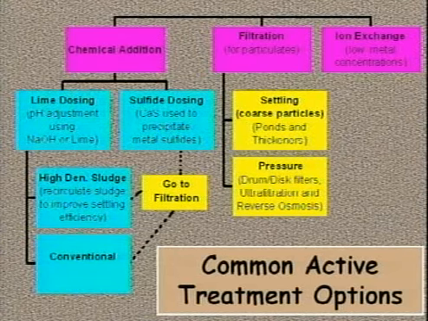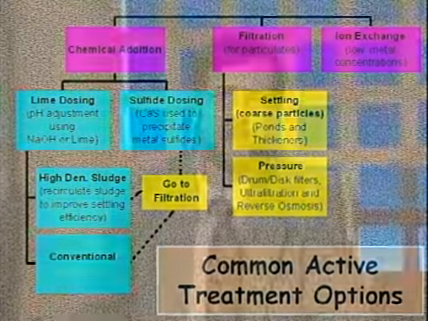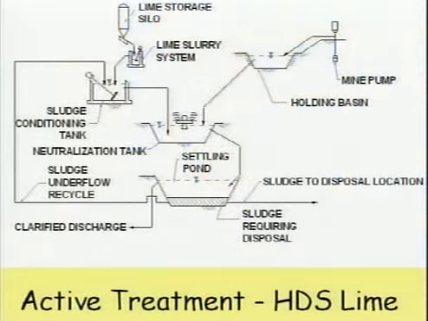Now, one of the drawbacks of conventional lime dosing is the creation of iron hydroxide and gypsum sludge that is very difficult to dewater. Sludge is about 3% to 5% solids, which is typical. This effect can be counteracted to some extent by adding lime and recirculating a portion of the treated water to achieve better particulate settling and sludge characteristics. This type of system is sometimes referred to as a high-density sludge, or an HDS system. The sludge generated here has a solids content ranging from 10% to 25%.